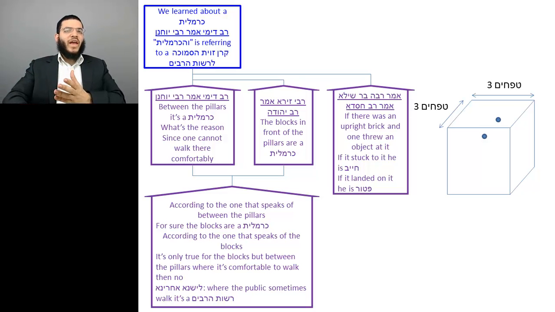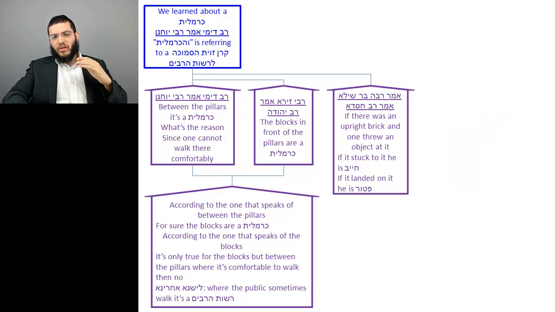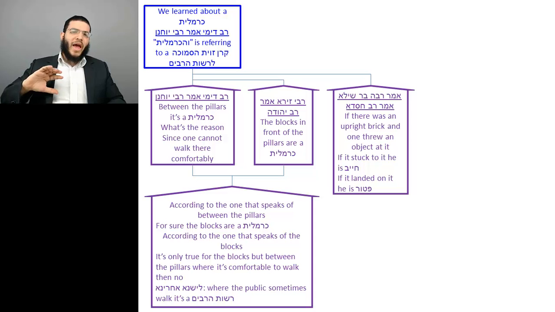Since this is considered something outside of the rishus harabim because of its height, people don't comfortably include it in the rishus harabim, they will not walk on it. And now the Gemara is going to present 3 teachings that relate to this requirement that it needs to be 3 tefachim high to be considered outside of the rishus harabim. The Gemara is going to discuss whether there are any exceptions. Is there anything that's less than 3 tefachim and still considered outside of the rishus harabim?